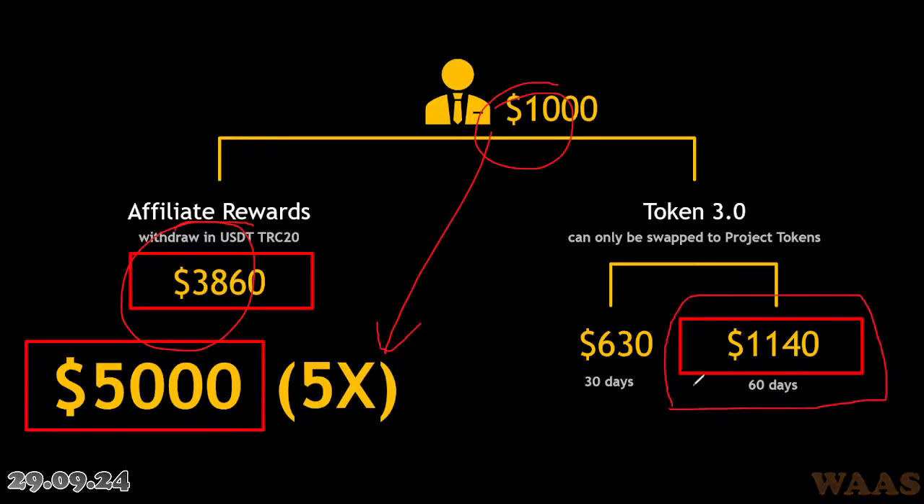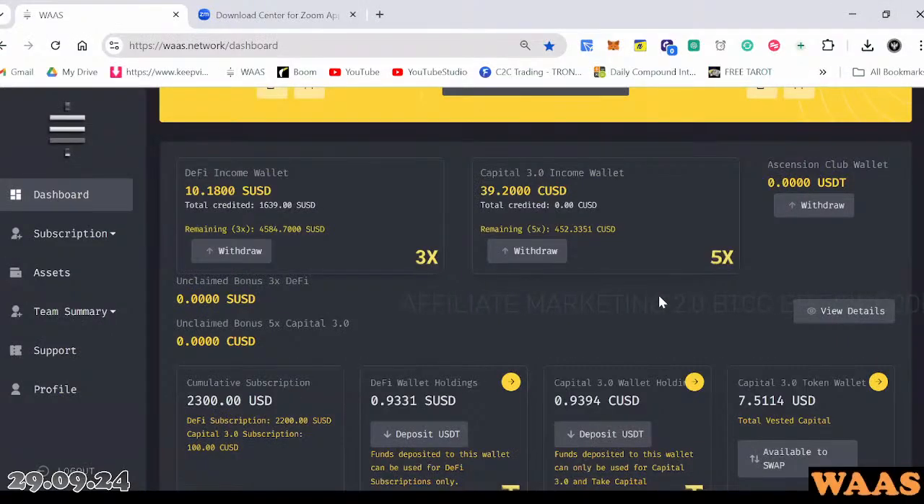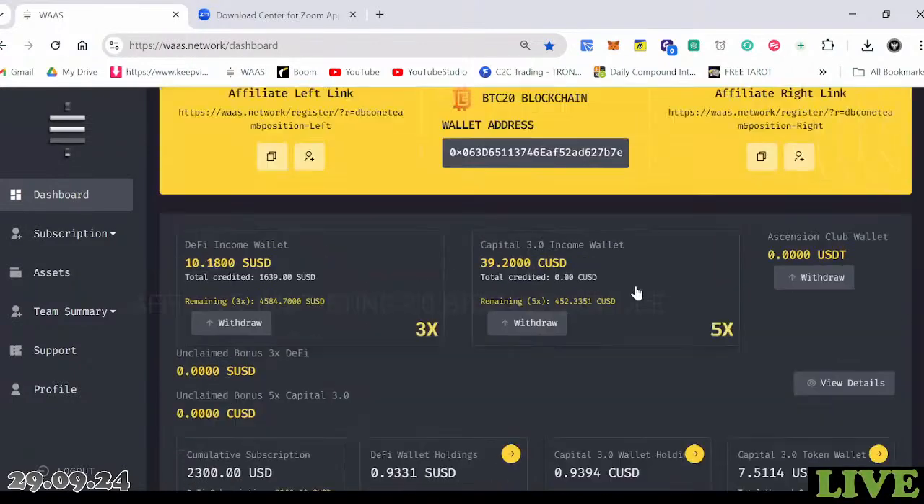and from token 3.0 to project tokens, and from project tokens, at the time of public listing, it will be available on the exchanges. You can sell the project tokens and you can cash out. All right. I hope both scenarios, both case studies, are clear to you all. And very quickly, I'll show you where exactly the tokens are accumulated in the WAAS back office and how you will be able to do that.